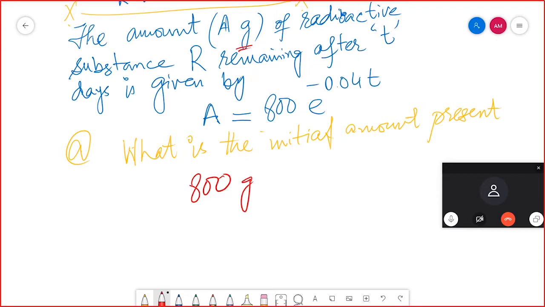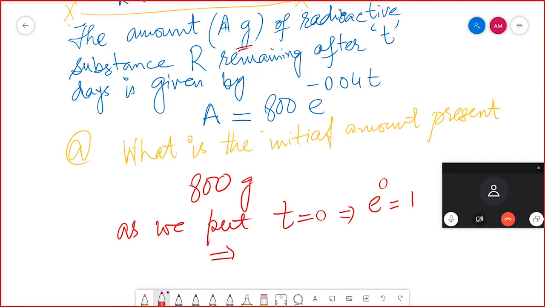And we understand how. Initial means we put T is equal to 0. So if T is equal to 0, this implies e raised to the power 0 is, what is e raised to the power 0? 1. Yeah, any number raised to the power 0 is 1. So therefore this implies A is equal to 800 times 1. It becomes 800 grams. So far, so good.